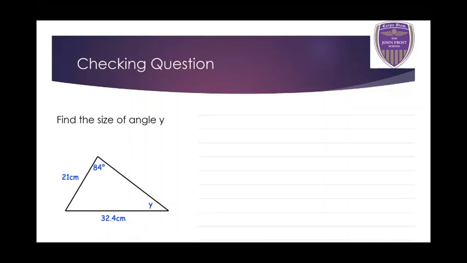Checking question now. Pause the video and have a go at this question. See if you can remember the formula off the top of your head. Best of luck. Okay, so let's go through the answers. Hopefully we all remembered by now the formula is sine of A over side A is equal to sine of B over side B. So if we label up this triangle, I'm going to call Y angle A, therefore 21 will be side A, 84 degrees will be angle B, and 32.4 centimeters will be side B.